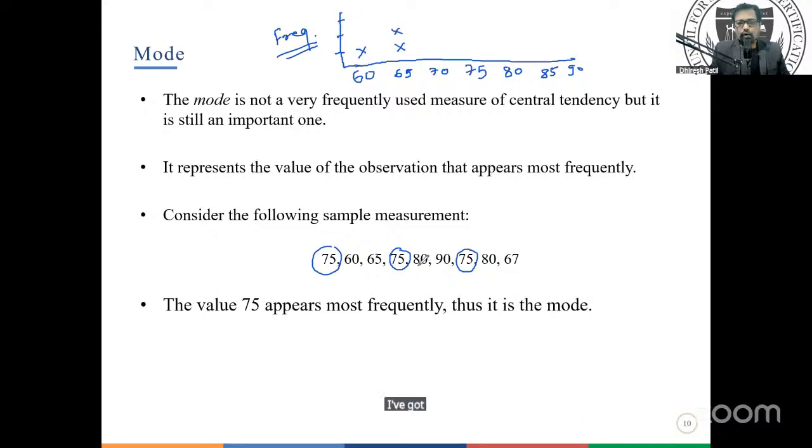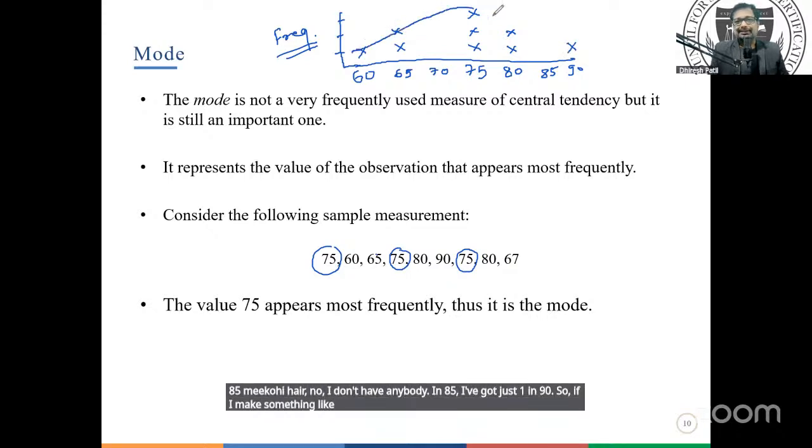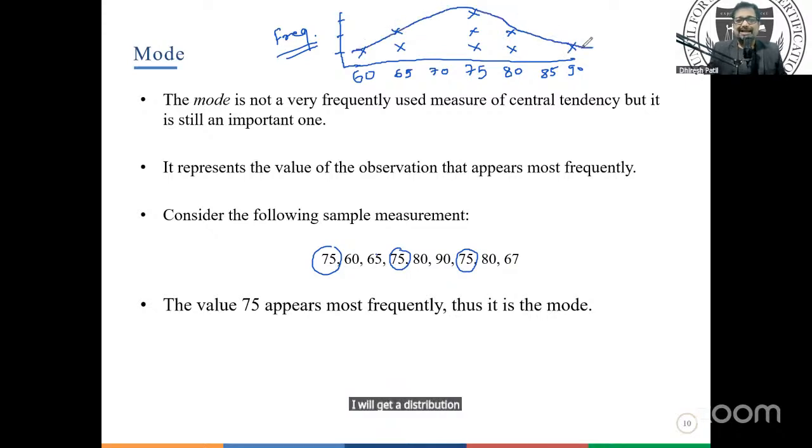I have got no 70, but I have got 375. So 1, 2, and 3 75s I have. I have got two 80s, so I have got two 80s here. 85 में कोई है? No, I don't have anybody in 85. I have got just one in 90. So if I make something like this, I will get a distribution like this. Are you understanding this? How the distribution is plotted? Just give me yes in the chat box.